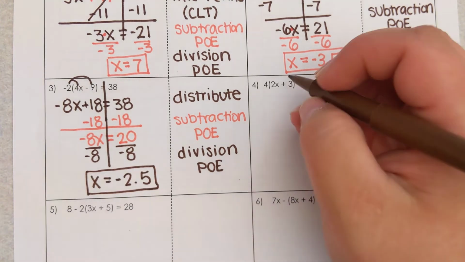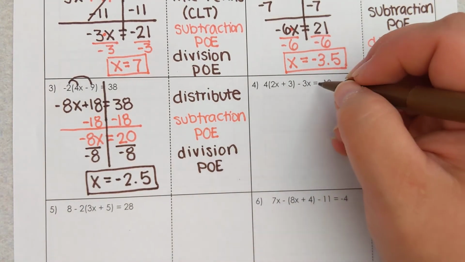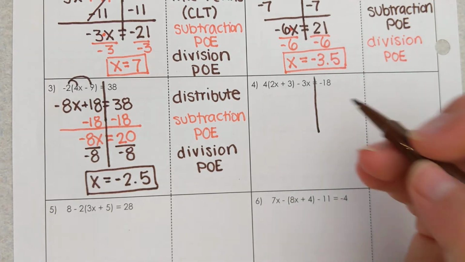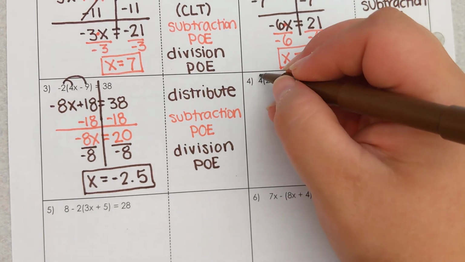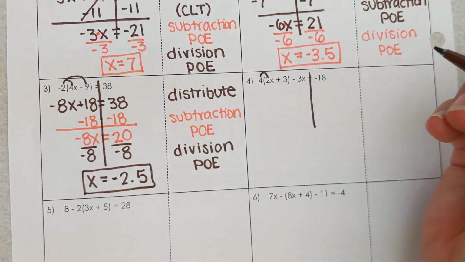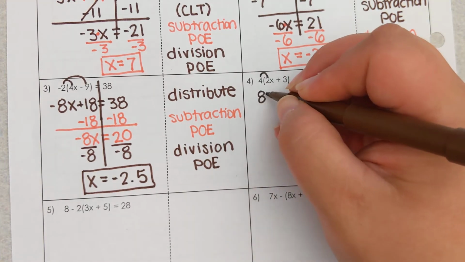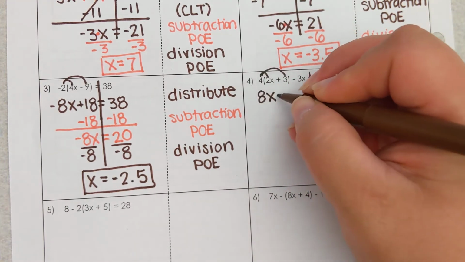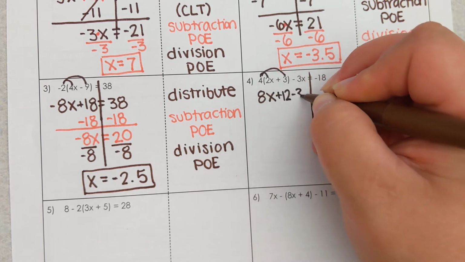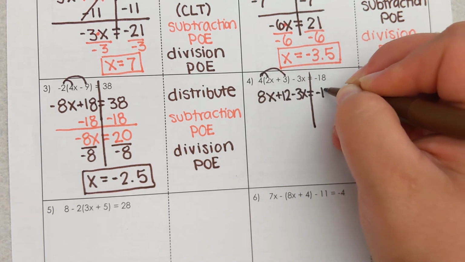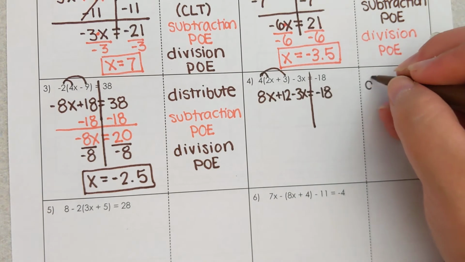All right, hopefully you've got that one written down now. Equation bar. I do have parentheses over here, so I'm going to multiply it. 4 times 2x is 8x. 4 times 3 is 12. And I just distributed.